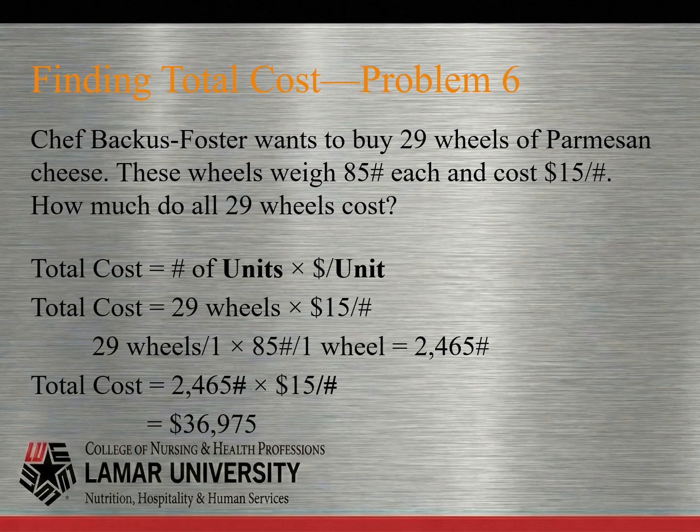So let's look at an inventory order. We buy 29 wheels of Parmesan. Each Parmesan wheel weighs 85 pounds. The price is $15 per pound. So step 1, we need to find out the total weight of our order. So 29 wheels times 85 pounds gives us 2,465 total pounds.